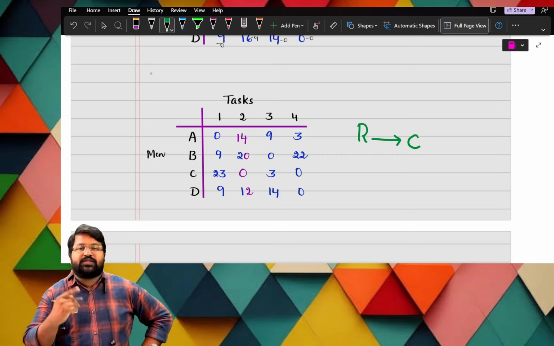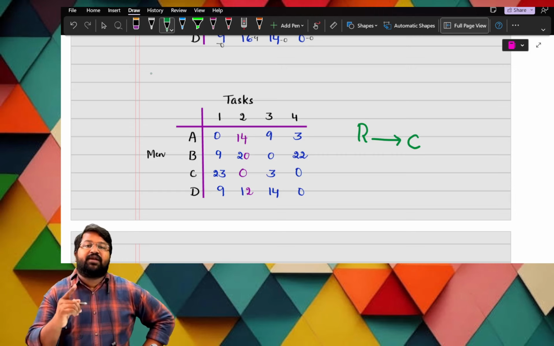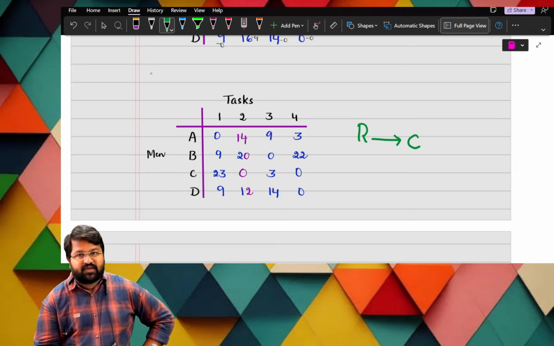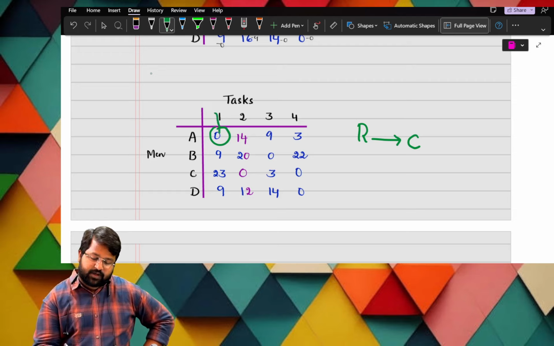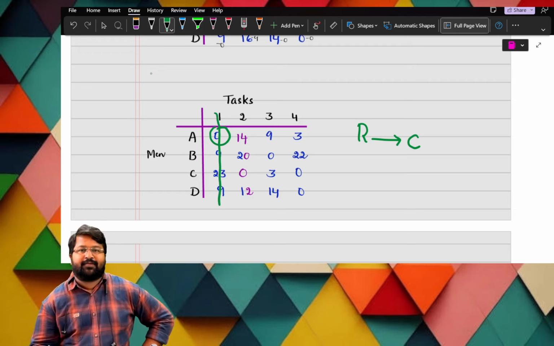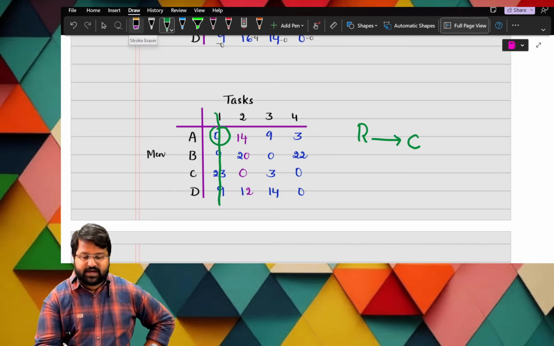So what I have to check? Check for a single zero in a row. If there is a row with a single zero, then you mark that zero. So I'm checking from row A. Is there any single zero? Yes, there is a single zero. Sir, I marked that single zero. What I have to do then? Cancel the respective column. Okay? What I have done? Again, I'm telling for your understanding.